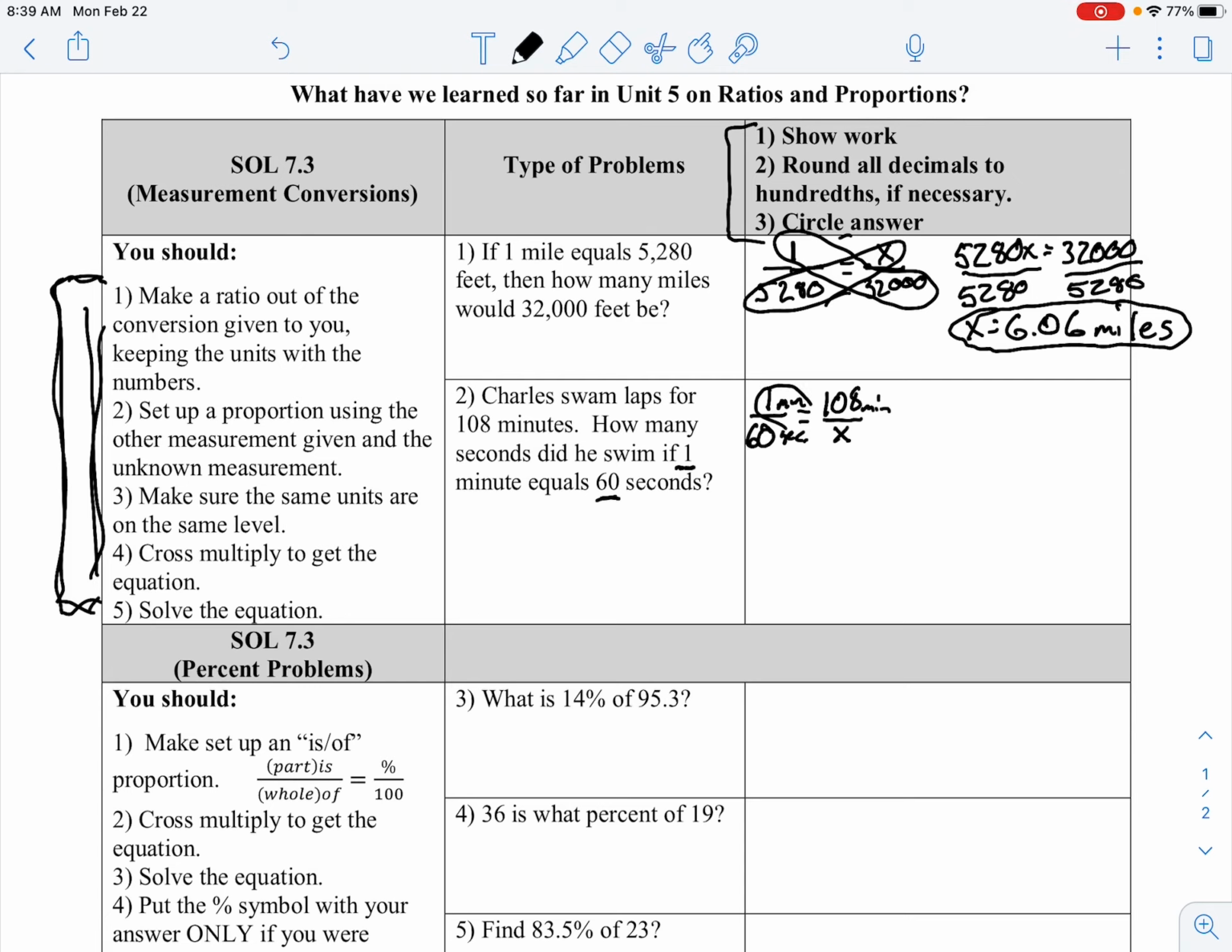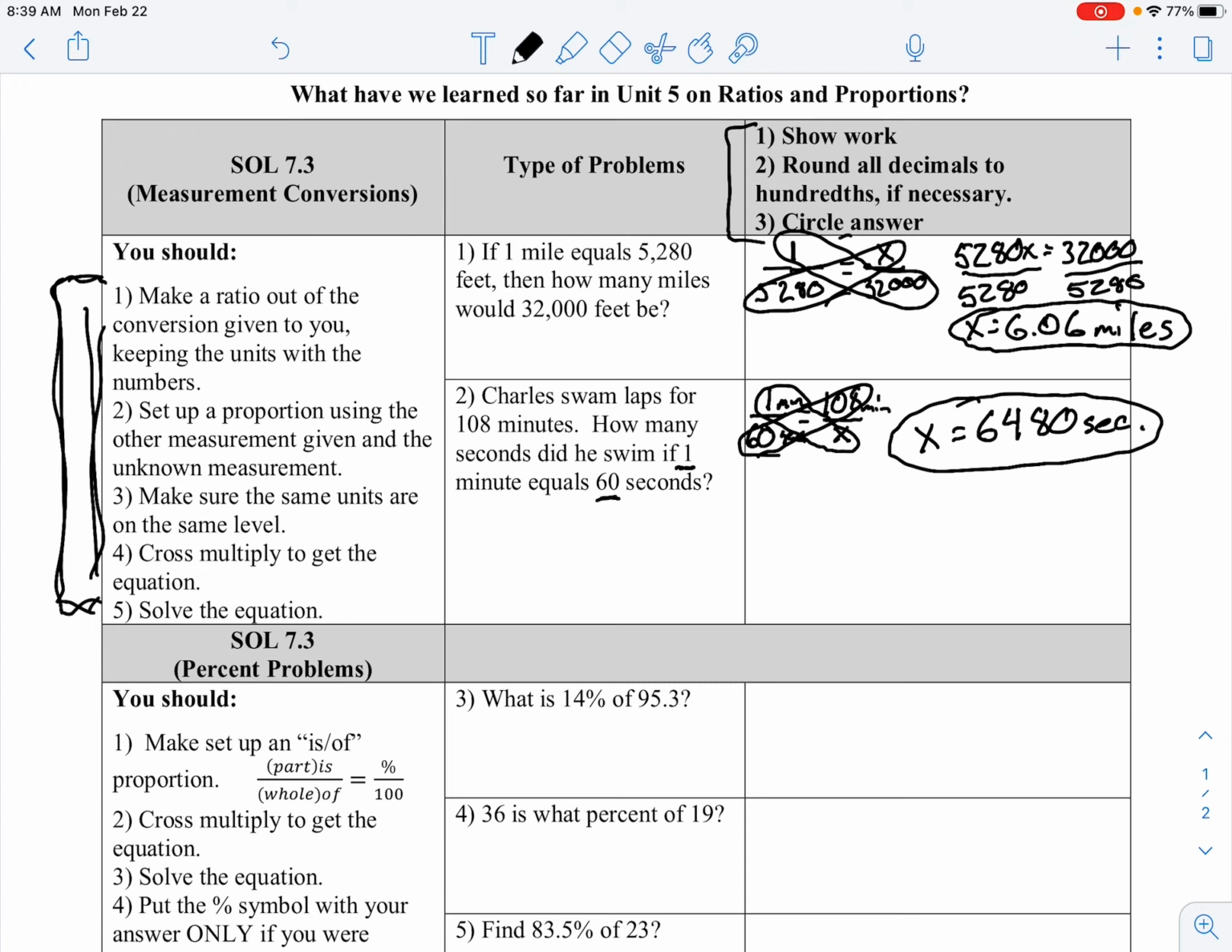All right, so this one will end up being pretty easy because 1 times x is just x equals, and then we've got our other multiply across here, so I'm going to hit my calculator again. 108 times 60 is 6,480 seconds that he swam for. So that was nice. We don't have to do any divisions here to solve that. Sometimes it'll work out in our favor like that, where all we have to do is that cross multiply, and we'll get our answer good to go.